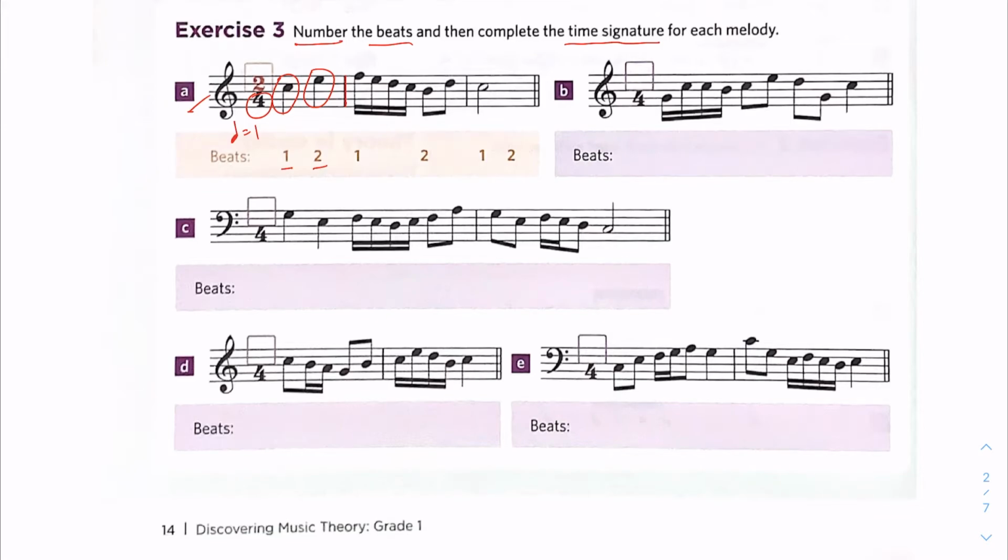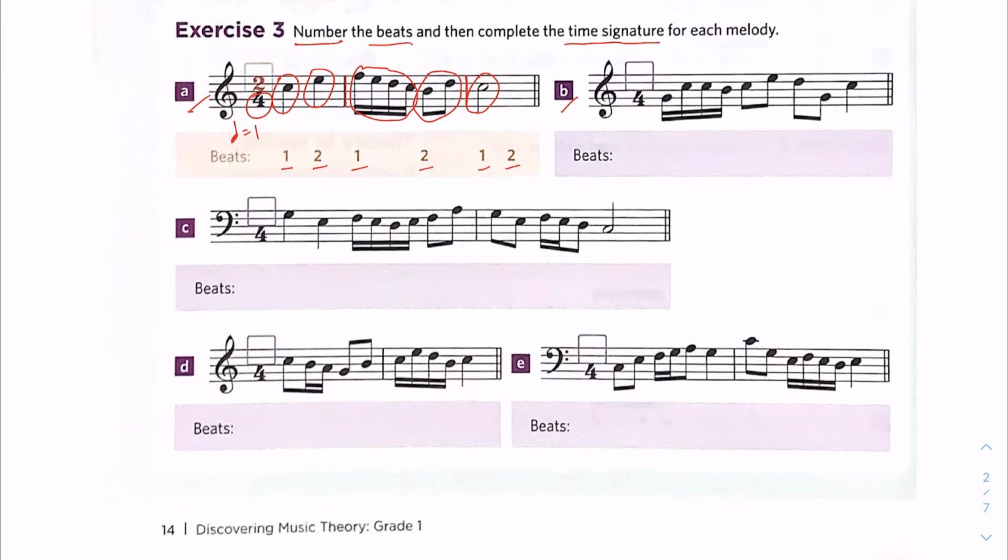Bar number 2, we have 4 semiquavers here. We know that 4 semiquavers make 1 crotchet beat, so that's beat 1. And then 2 quavers make 1 crotchet beat, and that will be beat 2. And again, we see the bar line. So there are 2 beats in the second bar as well. In the last bar, there's only 1 note, which is a minim. And a minim is worth 2 beats or 2 counts. So we're going to write 1, 2.